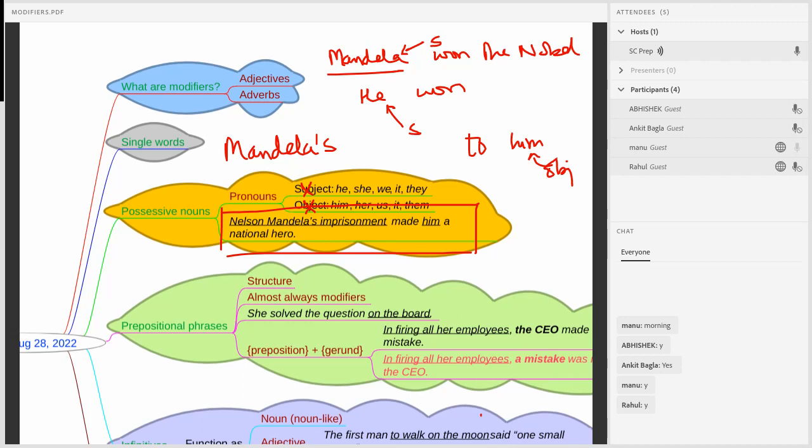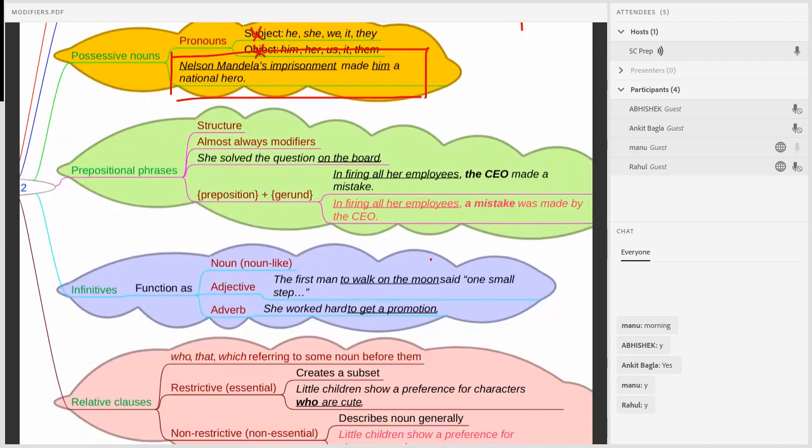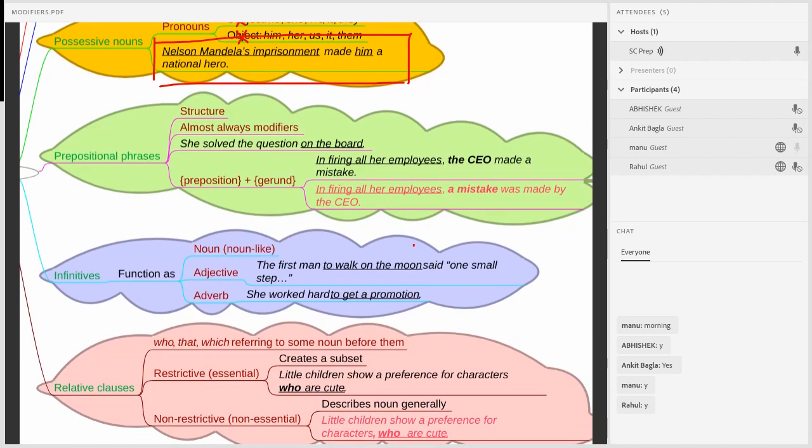Now the next one is prepositional phrases. Now, prepositional phrases can be a lot of things, but for all practical purposes, in 99.9% of the cases, prepositional phrases are going to be modifiers. It's possible to use a prepositional phrase as the subject of a sentence, but it's not very common. So, okay, let's get back on track. Practically speaking, if you see a prepositional phrase, it's most likely going to be a modifier.